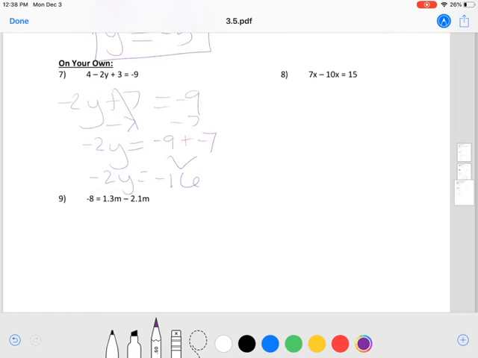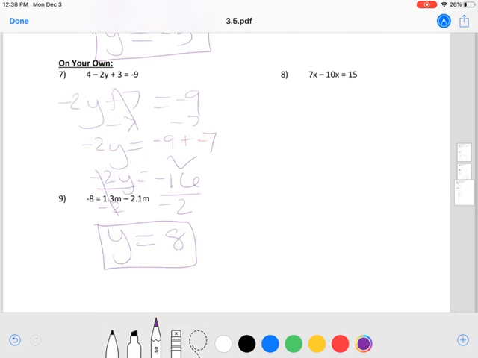And then to undo that operation of negative 2 times y, we need to divide. So we're going to divide by negative 2 on both sides. Those cancel out. So we have y equals negative 16 divided by negative 2 is positive 8, because 8 times negative 2 is negative 16. So y equals negative 8.